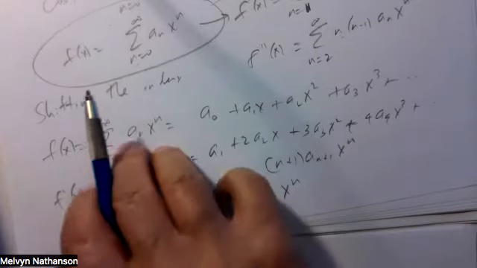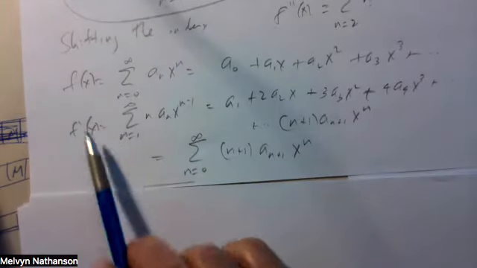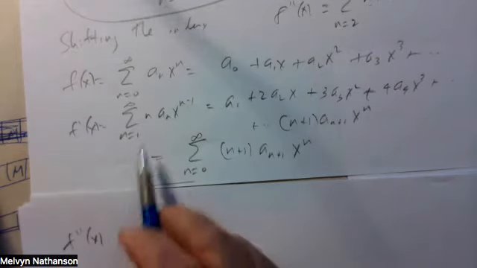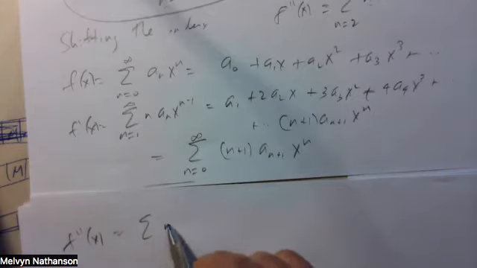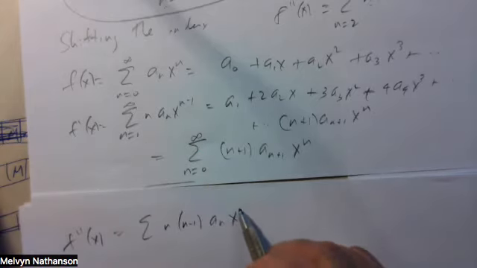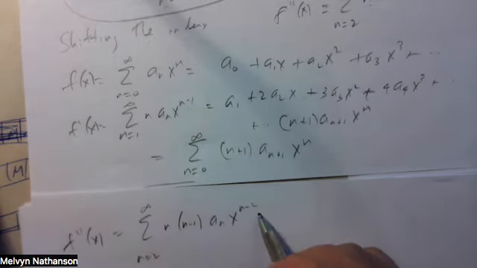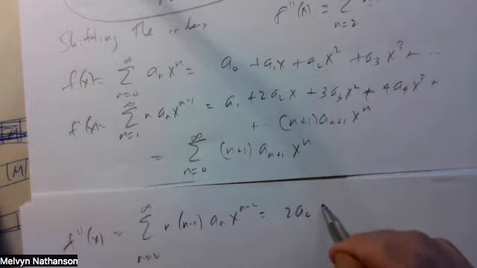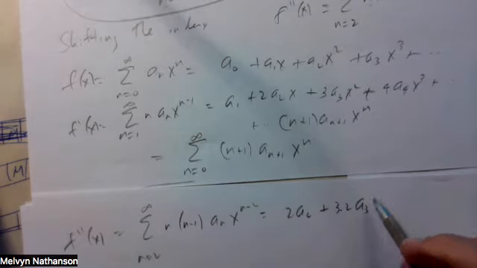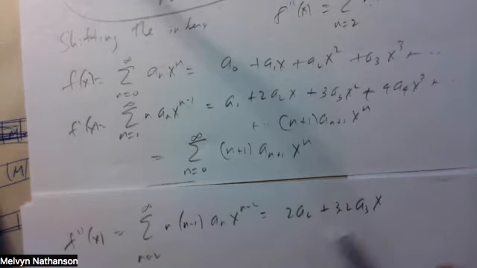And I can do the same thing with the second derivative. So here I started with f of x. Here is the derivative. The second derivative is summation n, n minus 1, a sub n, x to the n minus 2. When n is 2, I get 2a2. When n is 3, I get 3 times 2, a3, x. When n is 4, I get 4 times 3, a4, x squared, and so forth.